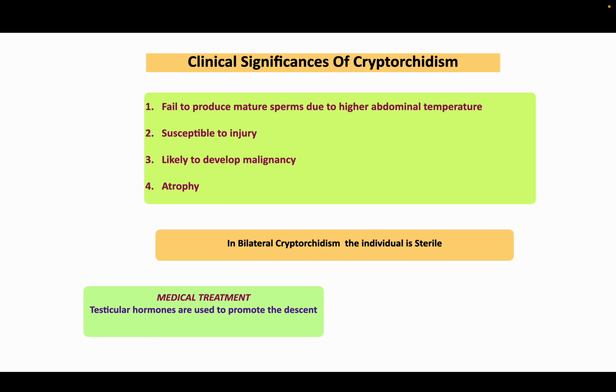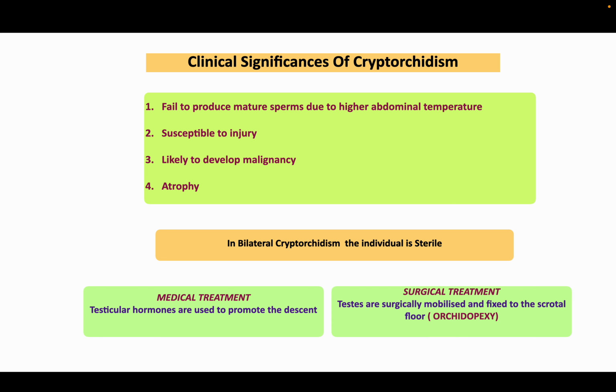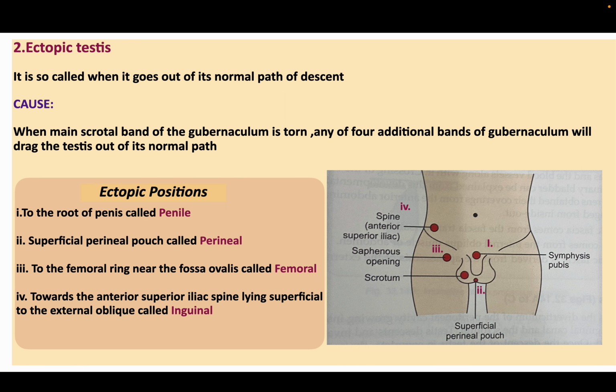If we look at the medical treatment, the testicular hormones are used to promote the descent of the testes. And for the surgical treatment, testes are surgically mobilized and fixed to the scrotal floor, which is known as orchidopexy. Coming to the ectopic testis, it is so called when it goes out of its normal path of descent. As we have discussed the normal path of descent from lumbar to scrotum, any arrest at any stage can lead to the condition that is ectopic testis.